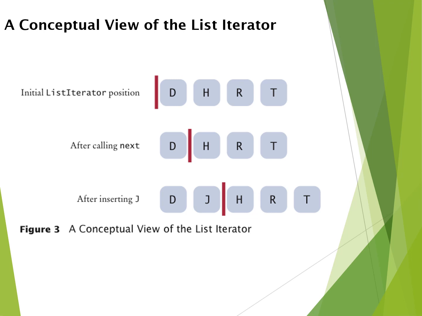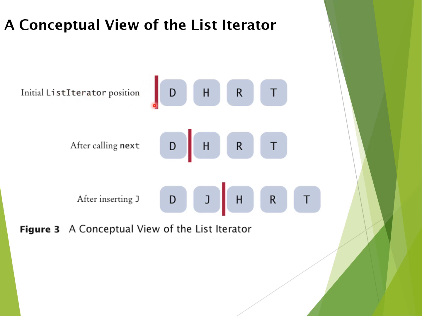So a list iterator has an initial position and has a method called next that you can call, and you can make that iterator or list iterator point to the next position. And you can call the insert method for a list iterator, which inserts an element at the position that the list iterator points to. So let's assume that we define a list iterator.